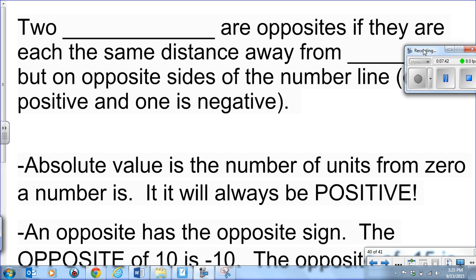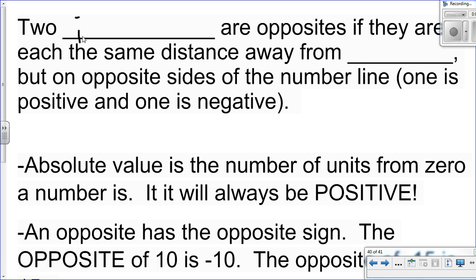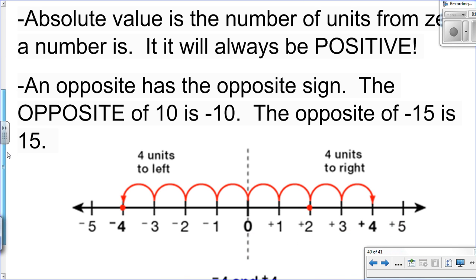Alright, now two integers, so let's go ahead and go back to your notes. Two integers are opposites if they are each the same distance away from 0, but on opposite sides of the number line. So one is positive and one is negative. That's what we were just looking at with absolute value. But absolute value is different than opposites. Absolute value is the number of units from 0 that a number is, and it will always be positive. An opposite just has the opposite sign.